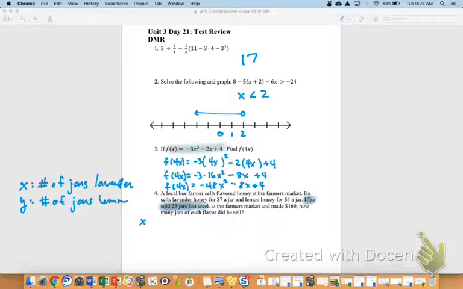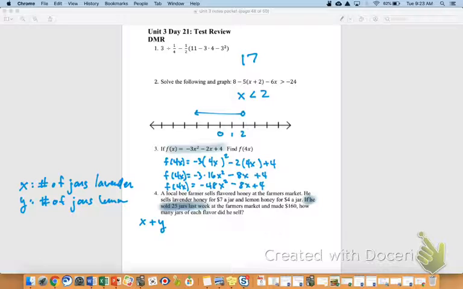Okay, so Bray, you said we need to add them. So if I take the number of jars of lavender and the number of jars of lemon and I add them up, what number should I get? 11. Not 11. 4 plus 7. Oh, I see what you're doing. So I'm looking for the number of jars. The 4 and the 7. What are the 4 and the 7?